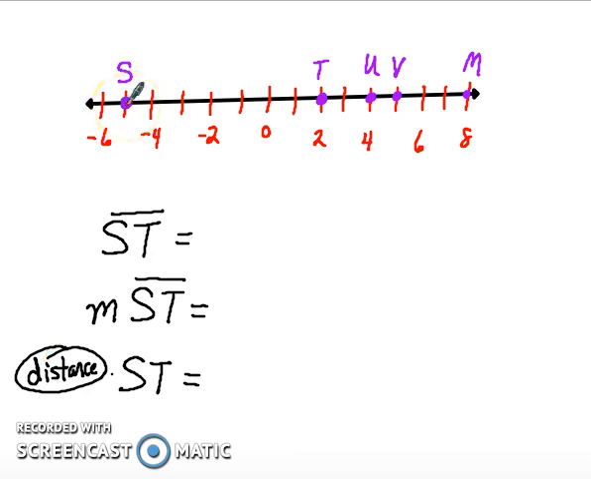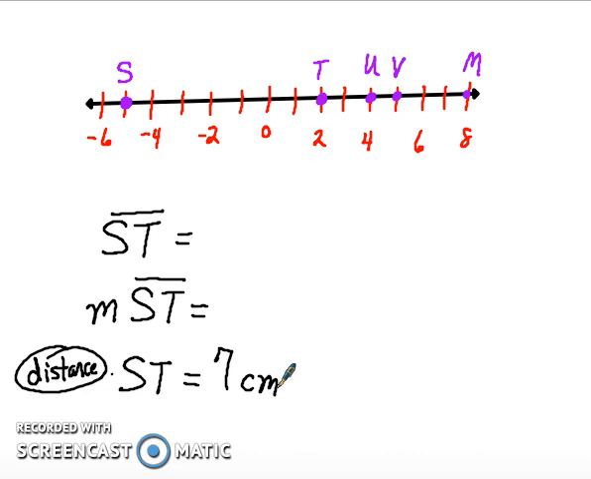When we look here, that's -5 to 2. So that distance is 7, and we'll call them centimeters here. So that's 7 centimeters. That's this distance right here. And distance is always positive, it doesn't matter. We could have gone TS, it's still going to be 7.